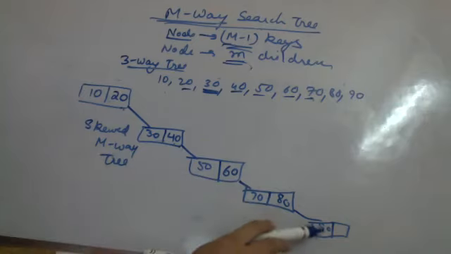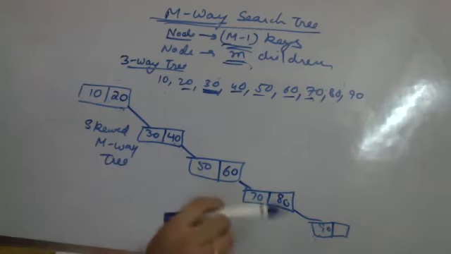So if you want to search 90, you have to do 5 disk accesses. I do not want that. That is why we were using the MV tree.